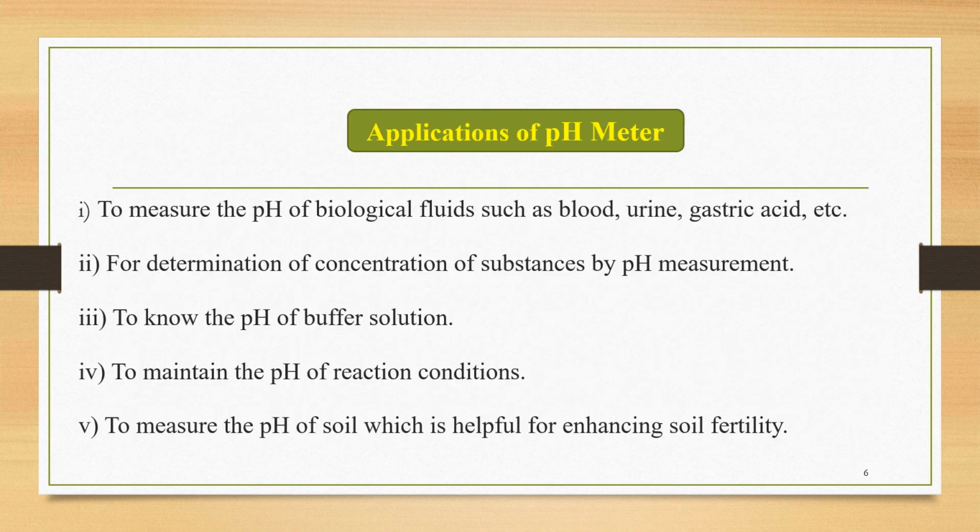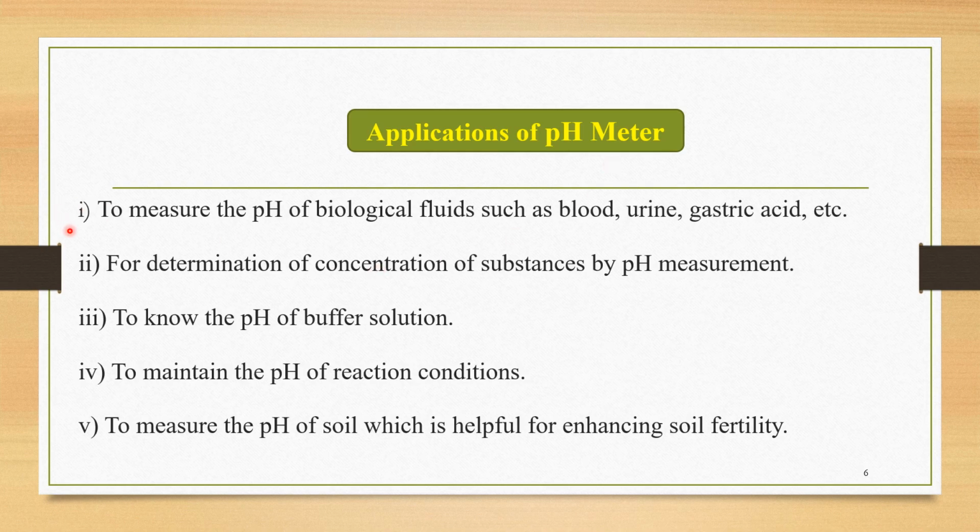The next important part from this chapter is applications of pH. How these pH meters are useful for various types of applications. It may be in our day-to-day life or for industrial purposes. So it has various types of applications. It also has applications in the biological world. So let us look at these applications one by one.